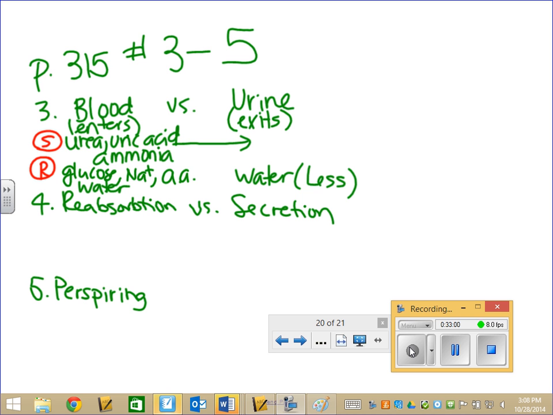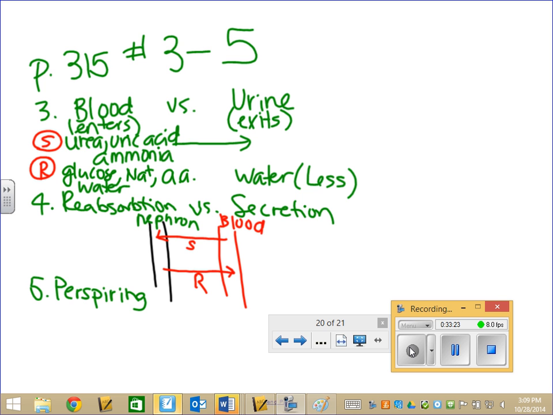So that leads us to question number 4. What's the difference between reabsorption and secretion? And so I'm going to do this with a picture. If this is blood and this is my nephron, this is secretion and this is reabsorption. It is the direction in which the substance is moving. Is it going from your blood to your nephron, or is it going from your nephron to your blood?